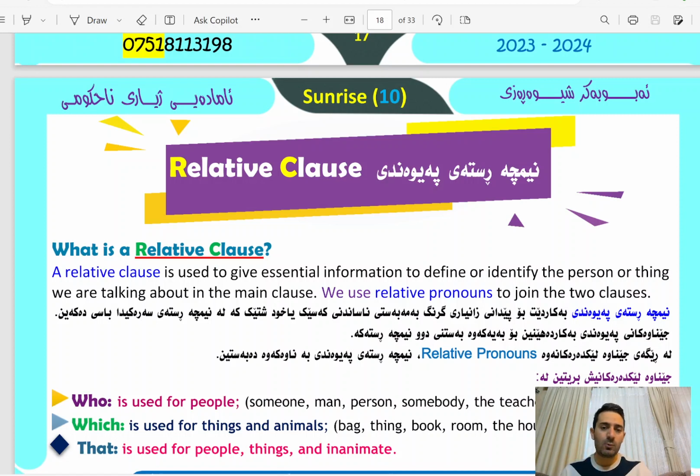Number 2, the second one is that which is used for things or animals, for example bag, thing, book, room, the house, okay, the table, dog, those stuff.